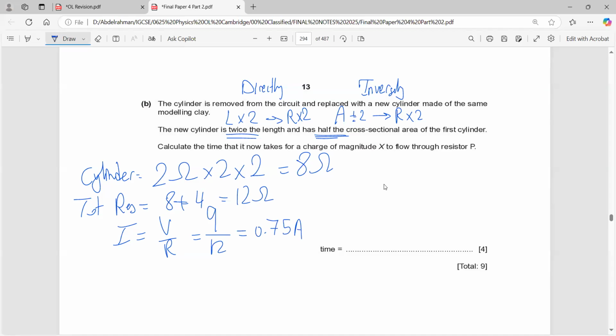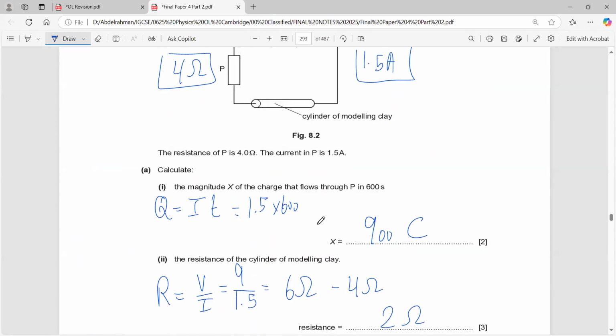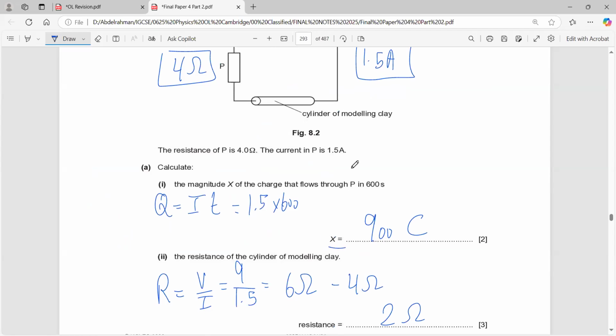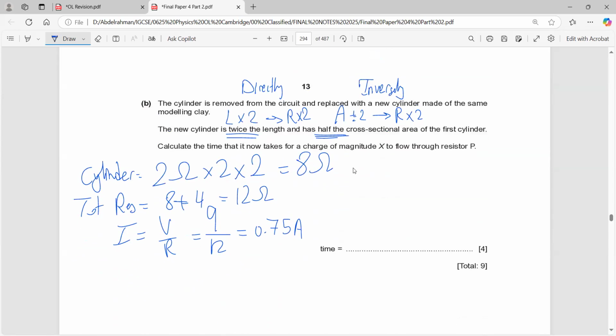Can I find the time? If I have the current, do not forget about the charge. You have the charge and you have the current. Can you find the time? Yes, the time would be equal to Q over I. So basically, the time would be equal to Q over I, which is 900 over 0.75, giving you a total time of 1200 seconds.